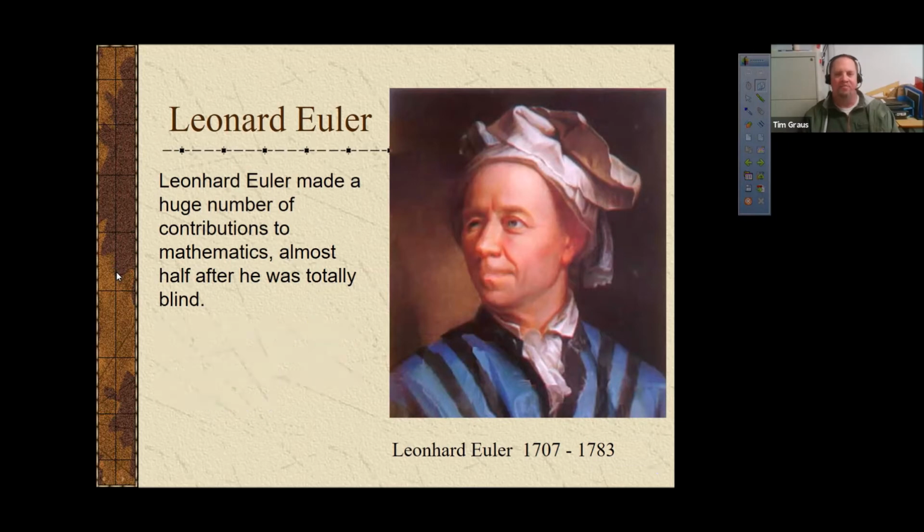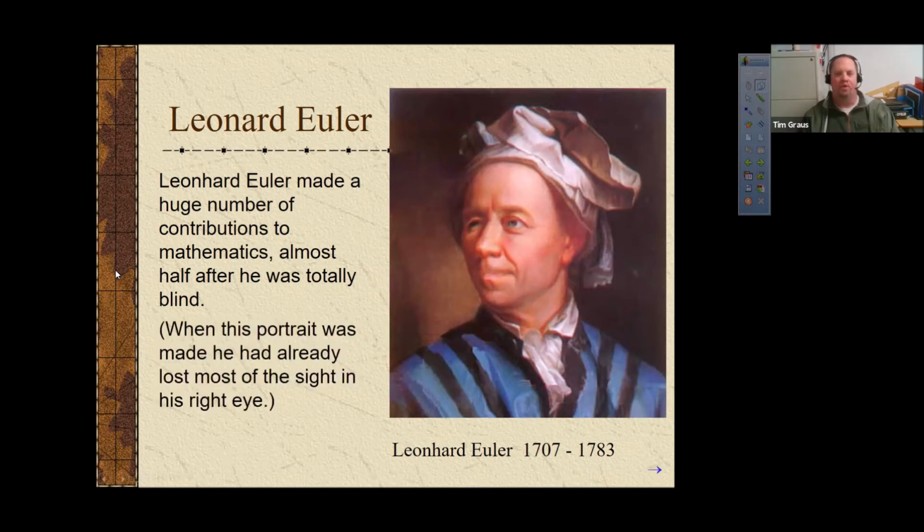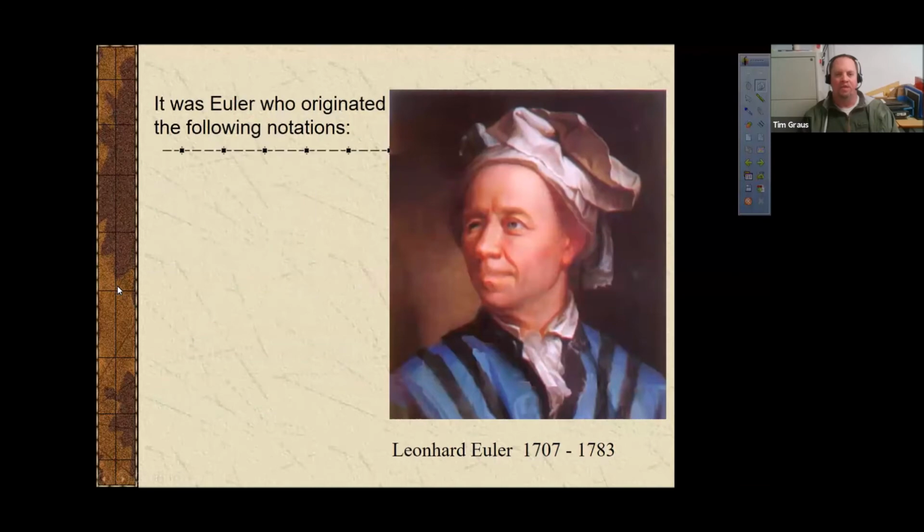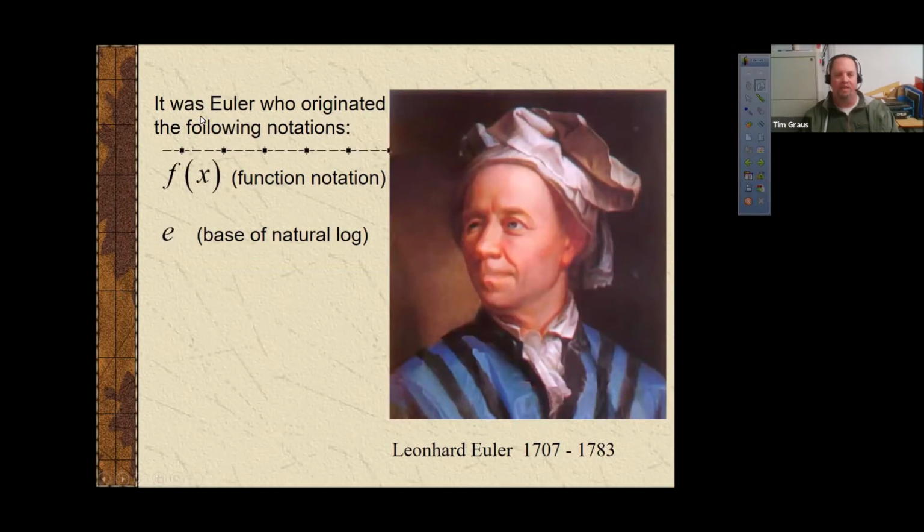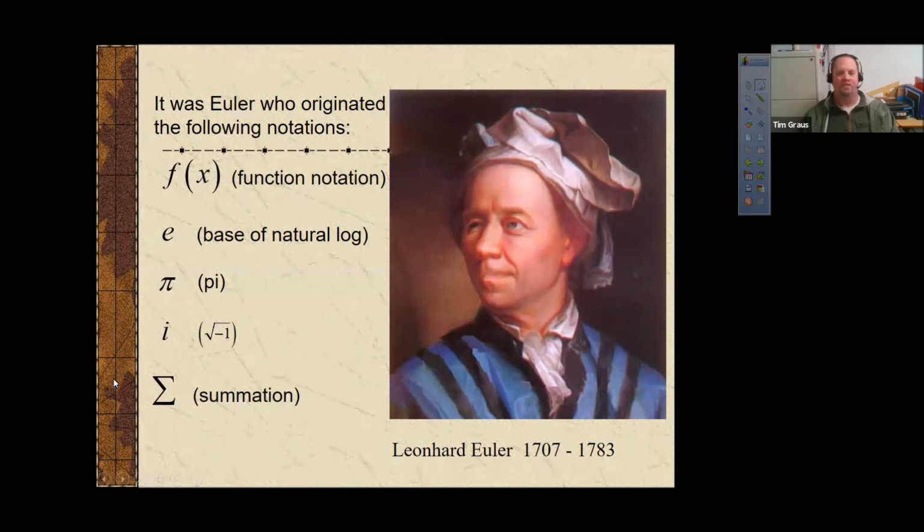contributions to mathematics. In fact, we have him to thank for the following notations: function notation, f of x, calling the base of the natural log e. I don't know, maybe he named it after himself there, Euler. Using the symbol pi for the ratio of circumference to diameter on a circle. The i notation for the square root of negative 1. So Euler did a lot of study on complex numbers. And summation notation, this sigma notation for a sum.